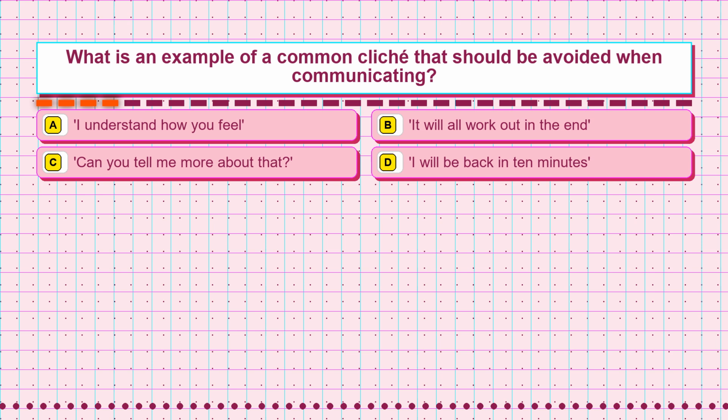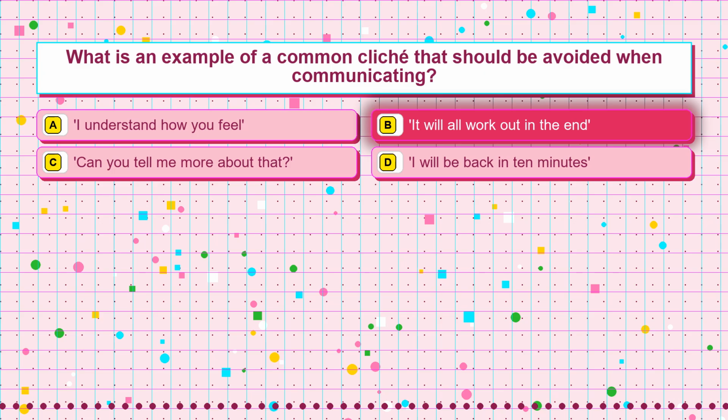Question 90. What is an example of a common cliché that should be avoided when communicating? Option A. I understand how you feel. Option B. It will all work out in the end. Option C. Can you tell me more about that? Option D. I will be back in 10 minutes.